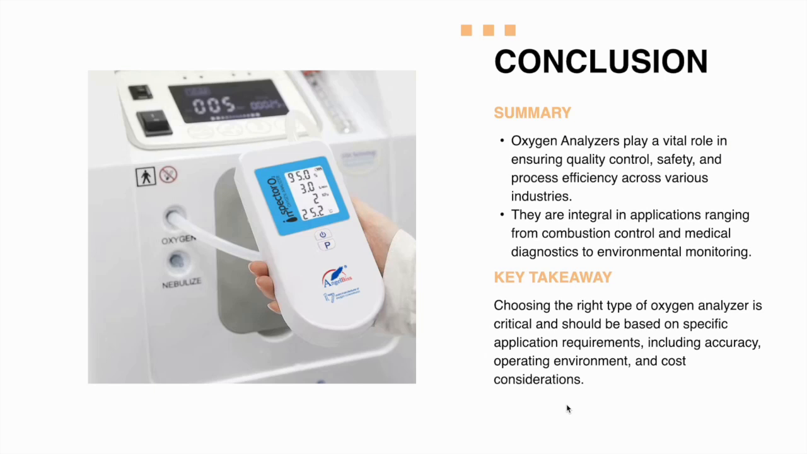So now we can conclude that oxygen analyzers play a vital role in ensuring quality control, safety, and process efficiency across various industries. They are integral in applications ranging from combustion control and medical diagnostics to environmental monitoring. The key takeaway is that choosing the right type of oxygen analyzer is critical and should be based on specific application requirements, including accuracy, operating environment, and cost considerations.